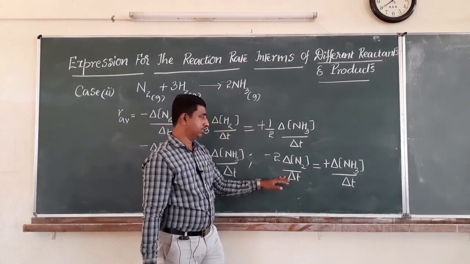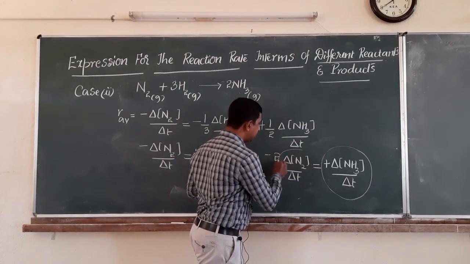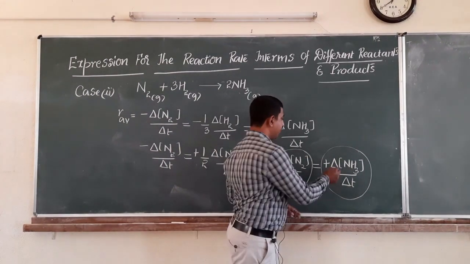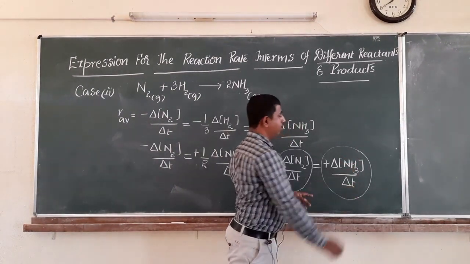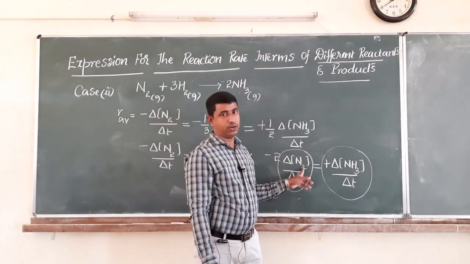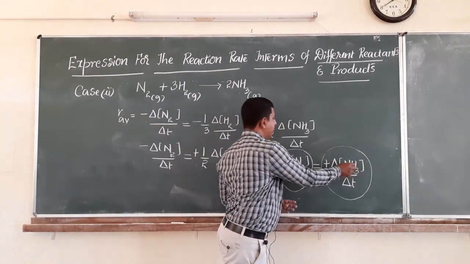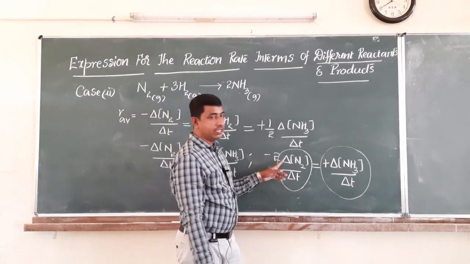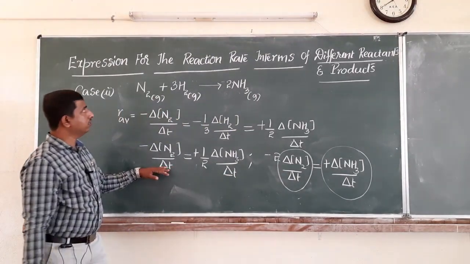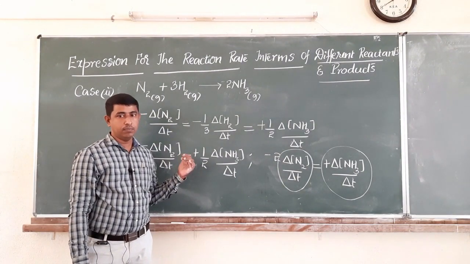Now how to explain this? This is the rate of formation of ammonia and this is the rate of disappearance of nitrogen. Now what I can say is the rate of formation of ammonia is 2 times the rate of disappearance of nitrogen. I will repeat it once again. The rate of formation of ammonia is 2 times the rate of disappearance of nitrogen. Now this is the way to write the rate expression by taking different reactants and different products.